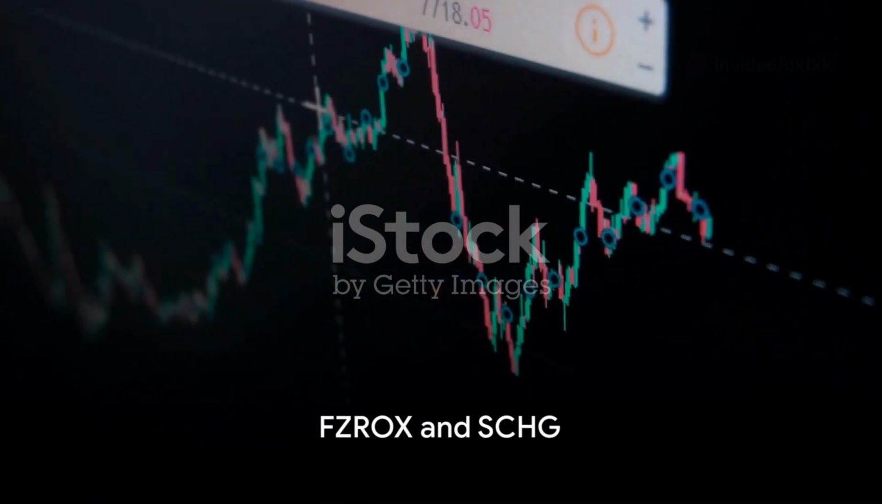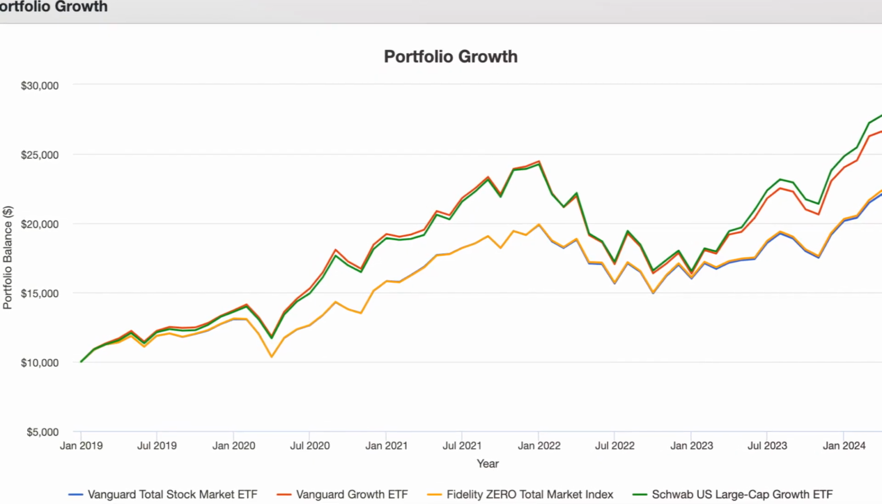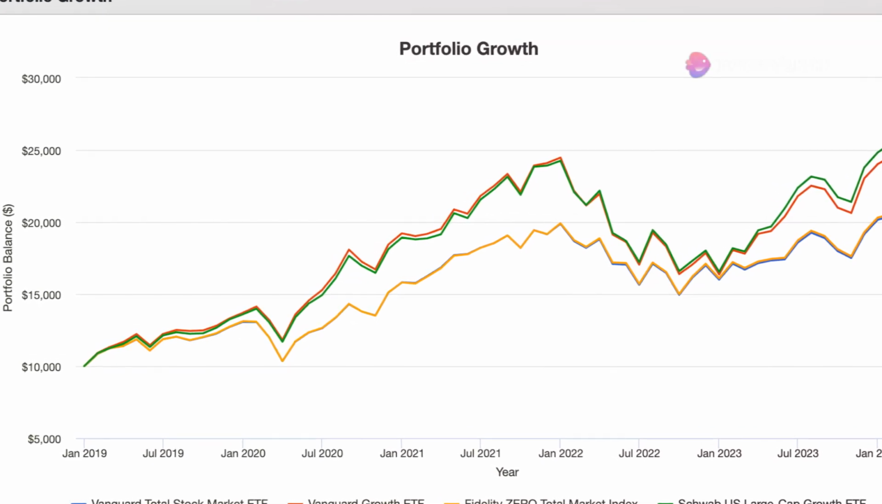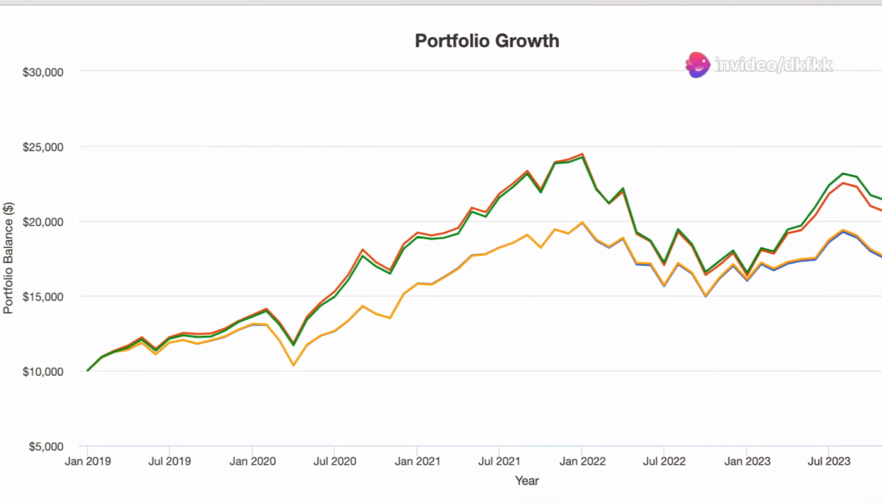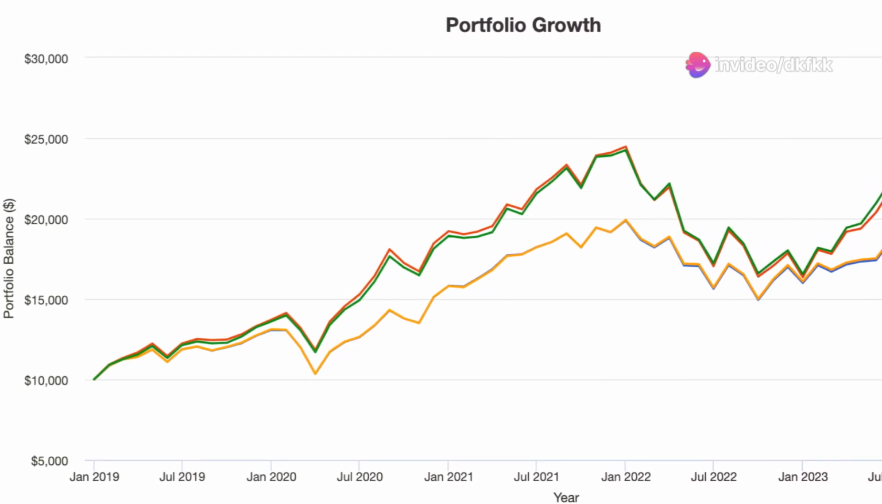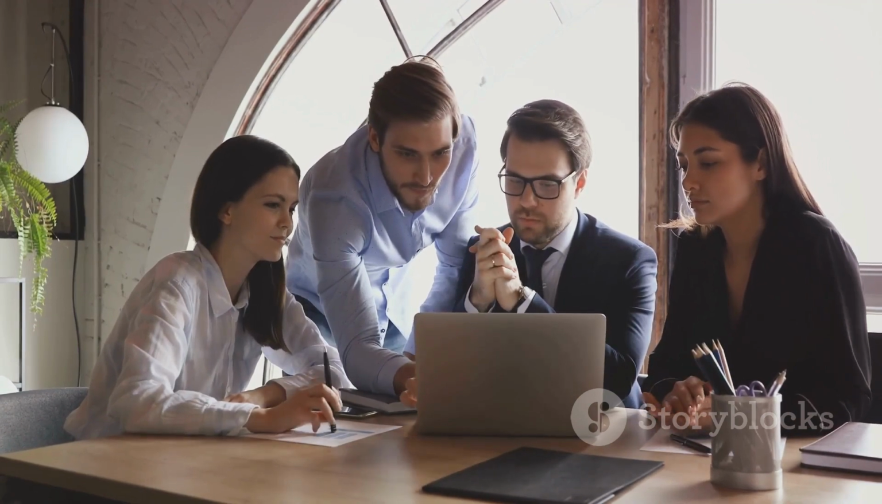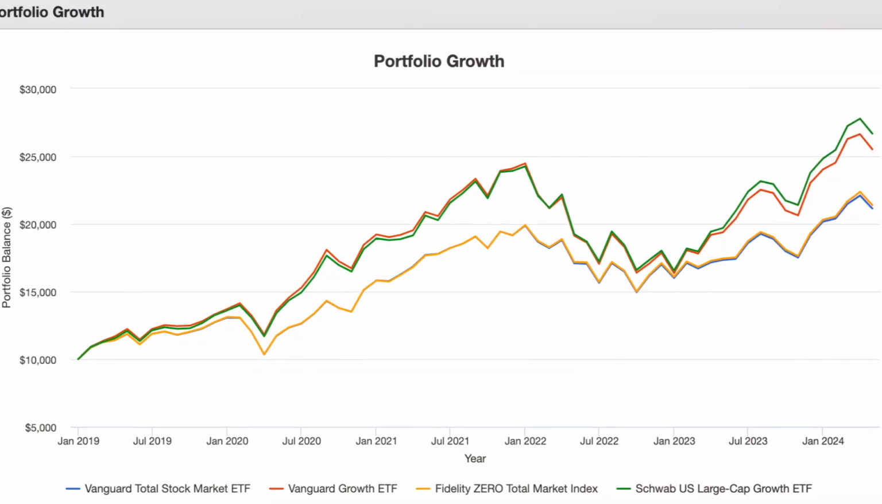Interested in exploring more options? Let's look at FZROX and SCHG. FZROX, a standout due to its 0% expense ratio, mirrors the performance of VTI, making it an incredibly cost-effective choice for investors seeking broad market exposure. Why pay more for the same thing, especially when their competitor is offering it?